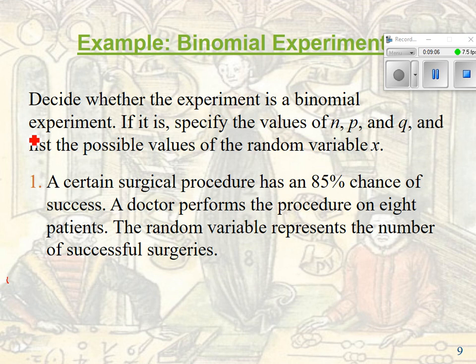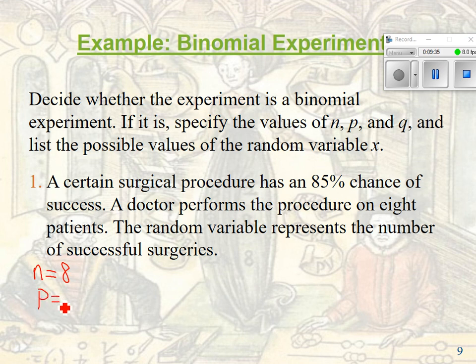A doctor performs a procedure on 8 patients. The random variable X represents the number of successes for the surgeries. What's our N? How many surgeries is this person performing? 8.